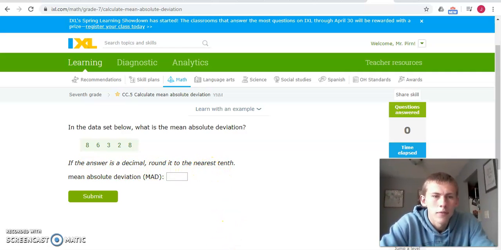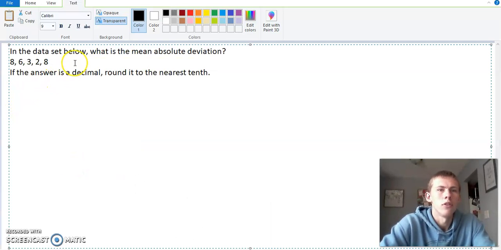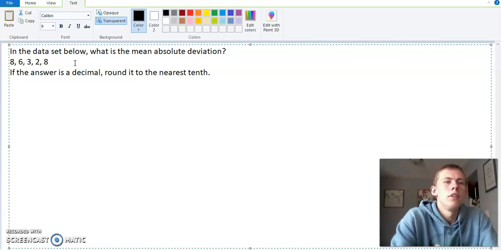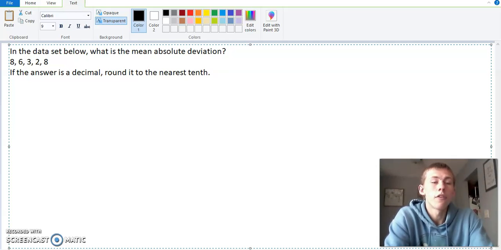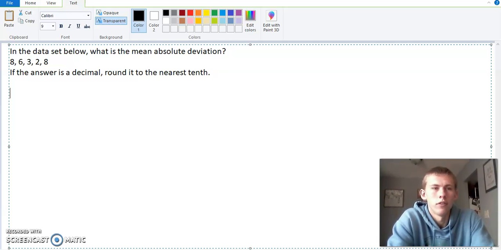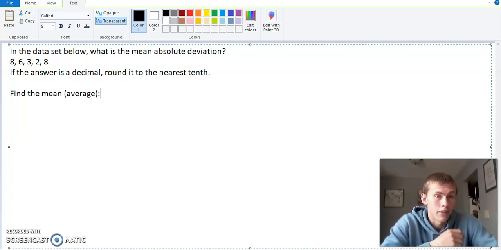All right. So I'm going to go ahead and walk through this one on the screen here, finding the mean absolute deviation of 8, 6, 3, 2, and 8. The first step when you're finding the mean absolute deviation of a set of numbers is to find the mean. Mean is another word for average. And if you remember, to find the average of a set of numbers, you add up all the numbers, and then you divide by how many numbers there are.